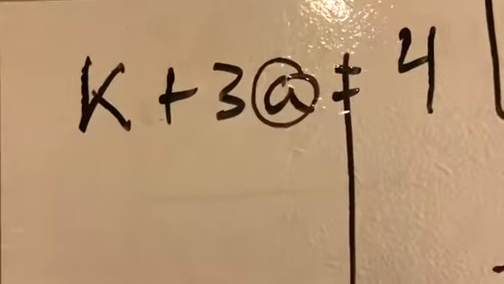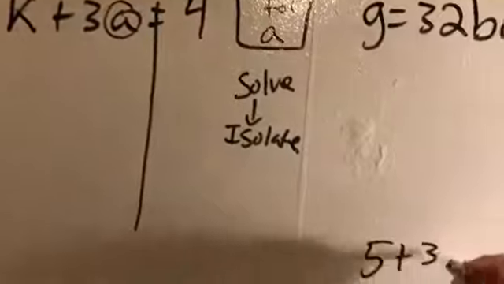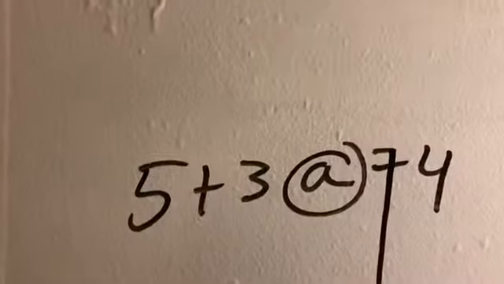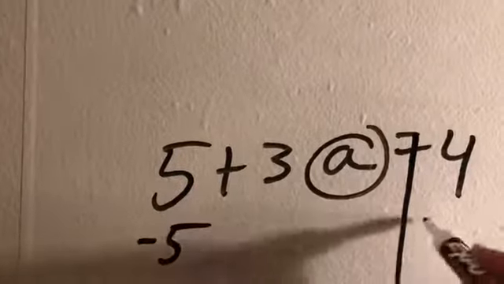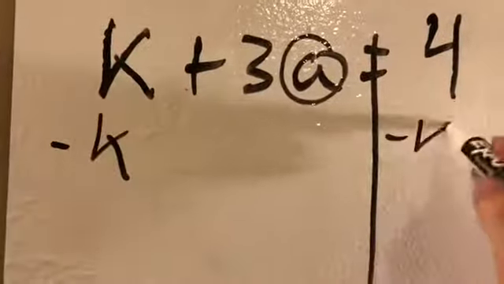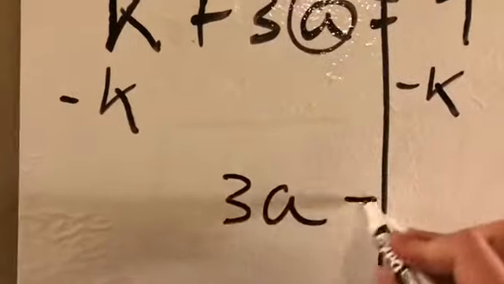Now we're still gonna use our inverse operations as if it was a problem that looked like this. Instead of the 5, we're dealing with a K. But the thinking is going to be the exact same. If we wanted to solve this problem here, we would start by subtracting the 5 from both sides. So over here, we're gonna start by subtracting the K from both sides. We'll have 3A come on down equals.